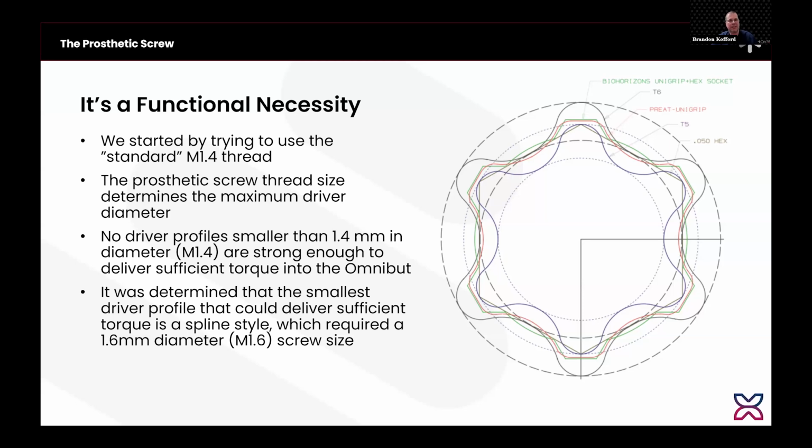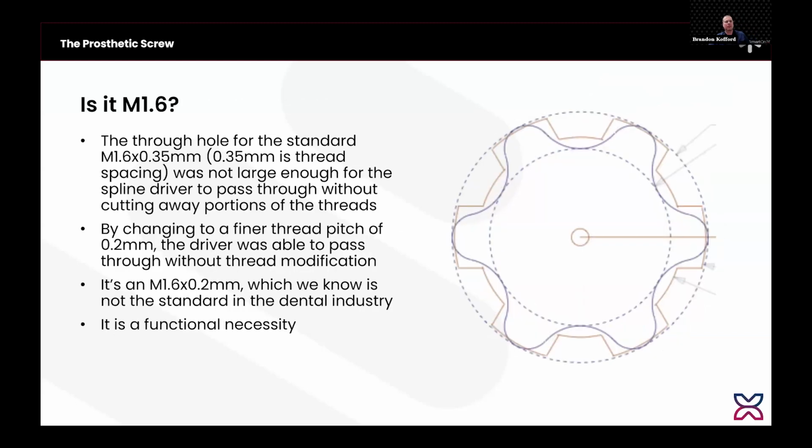Well, the 0.2 thread pitch opens the screw channel up just ever so slightly enough that we could get a Neodent spline drive feature down to the ball abutment without having to carve into the threads of the orientation screw. So it was a functional necessity for us to change the prosthetic screw for this abutment in order to optimize the performance of the abutment. All right, so it does require an M1.6 by 0.2 thread.